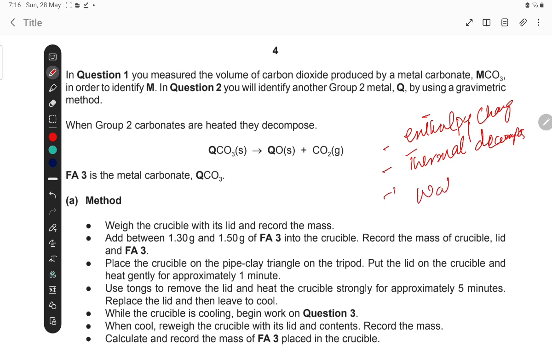Water of crystallization, to find out the water of crystallization. So I have discussed enthalpy change questions and water of crystallization. Now thermal decomposition. Today in this video I will discuss thermal decomposition question. So let's start.